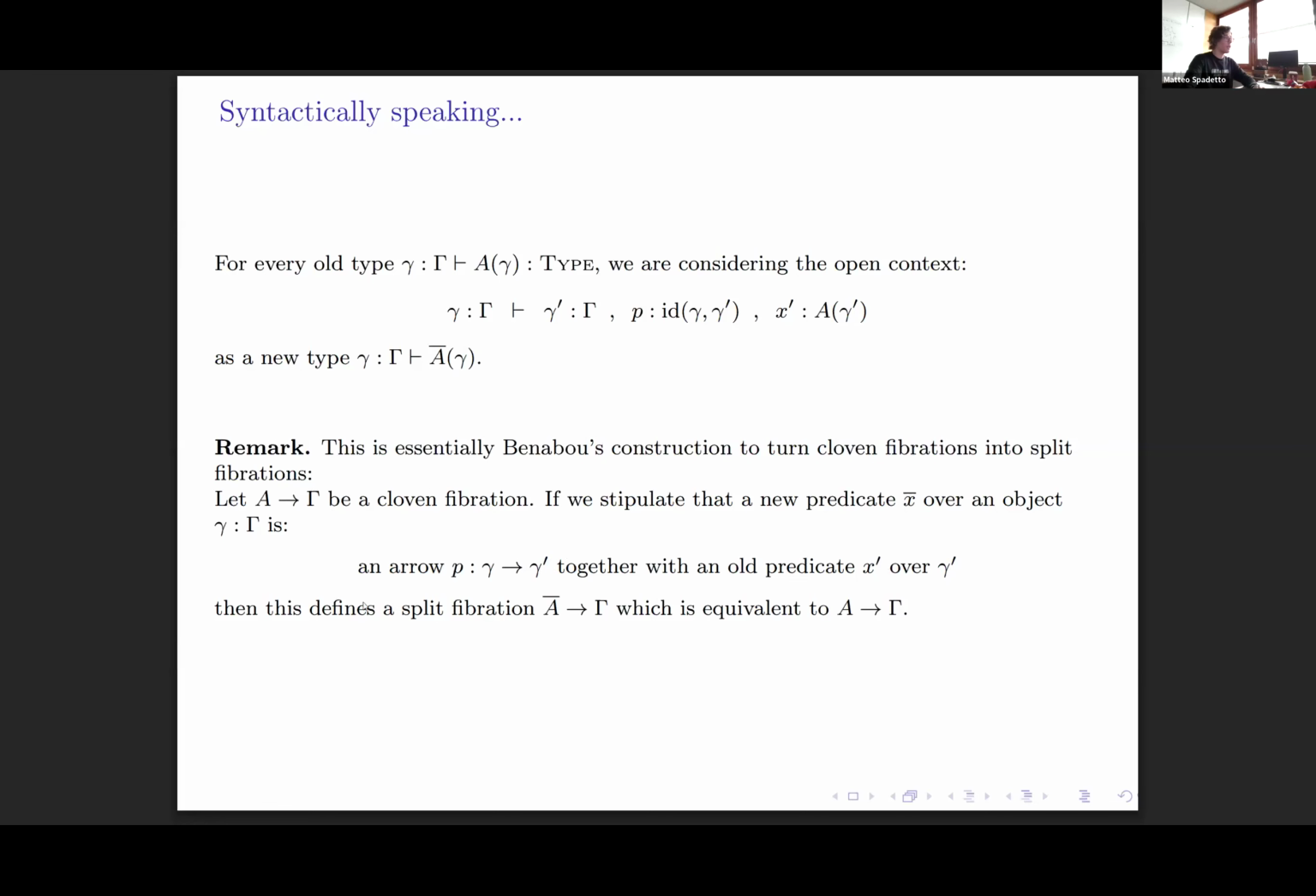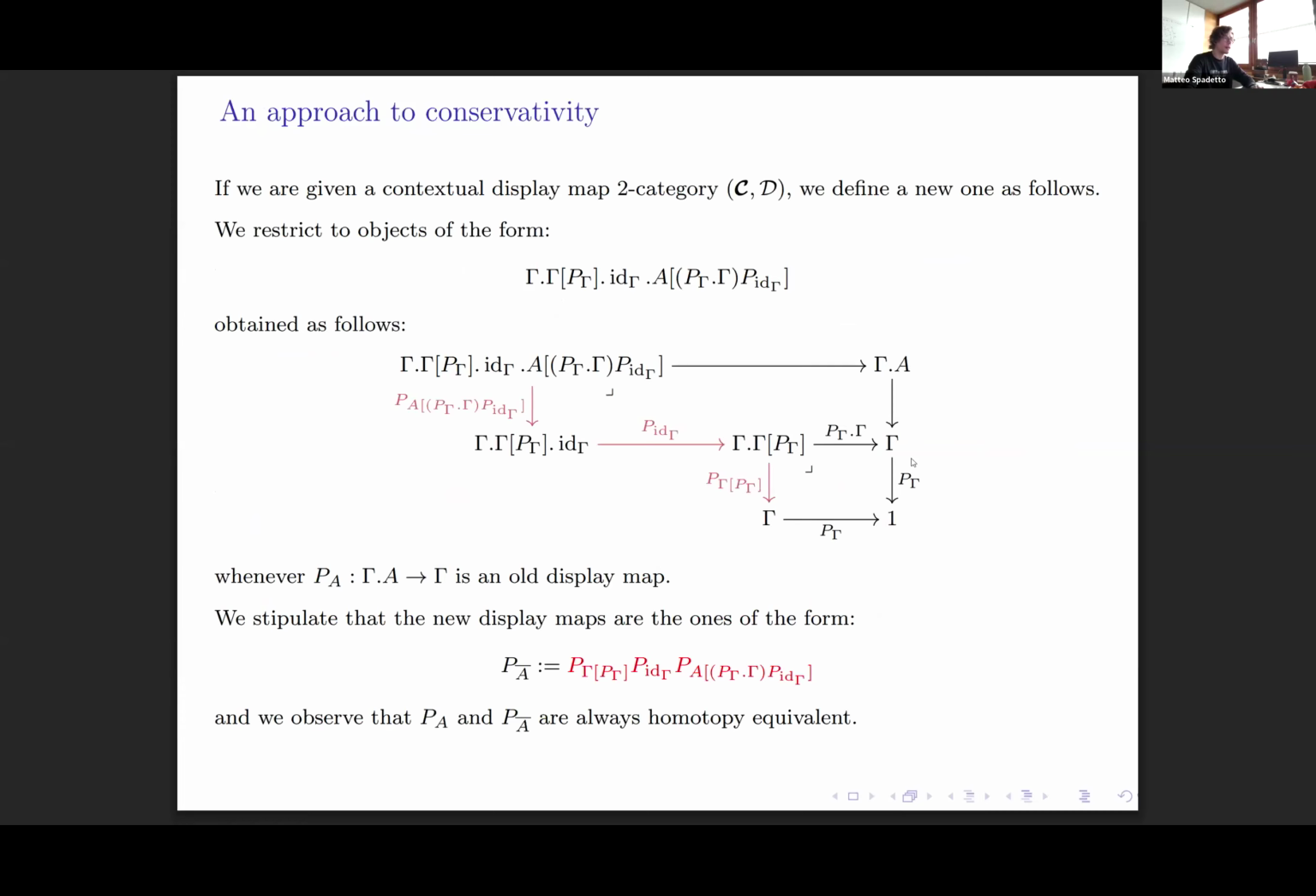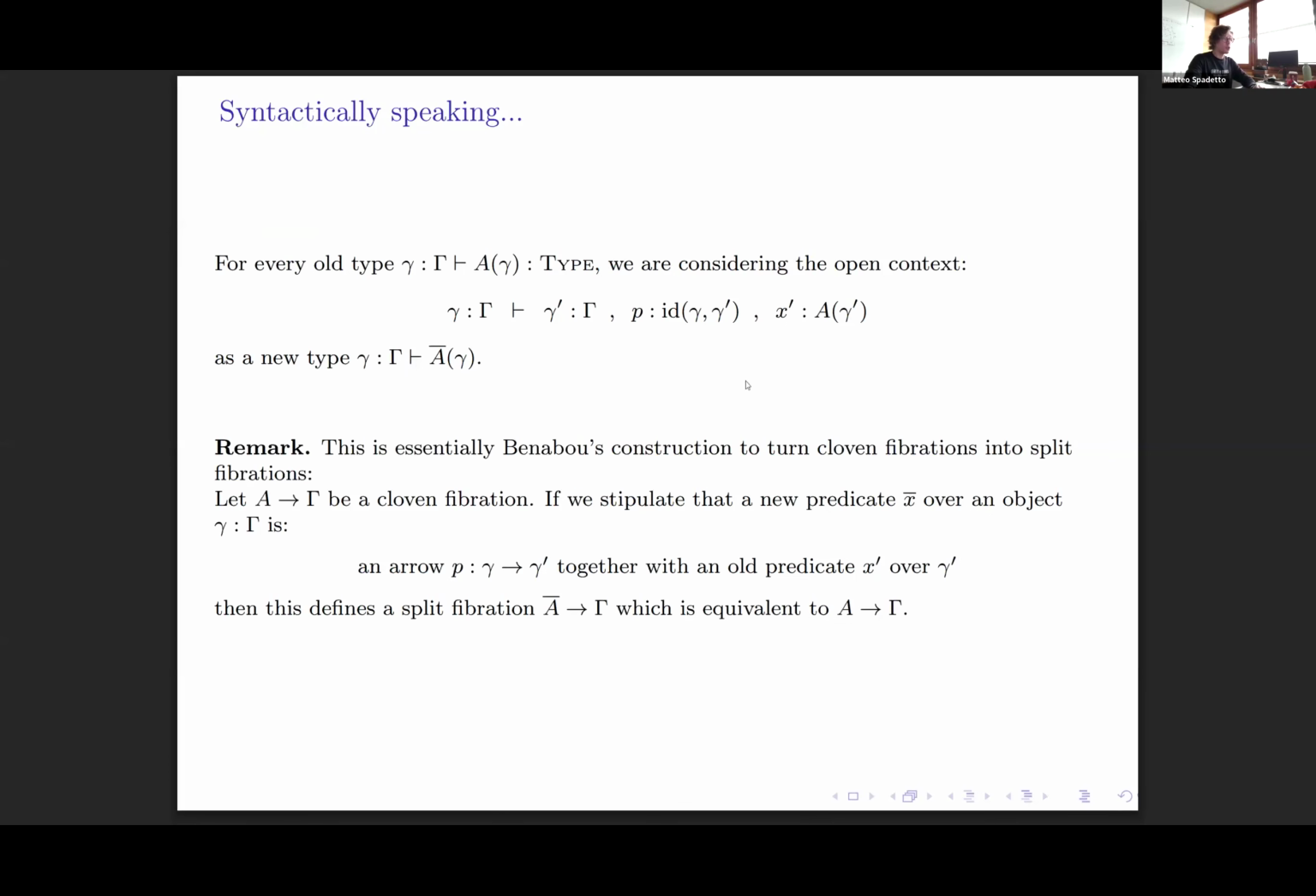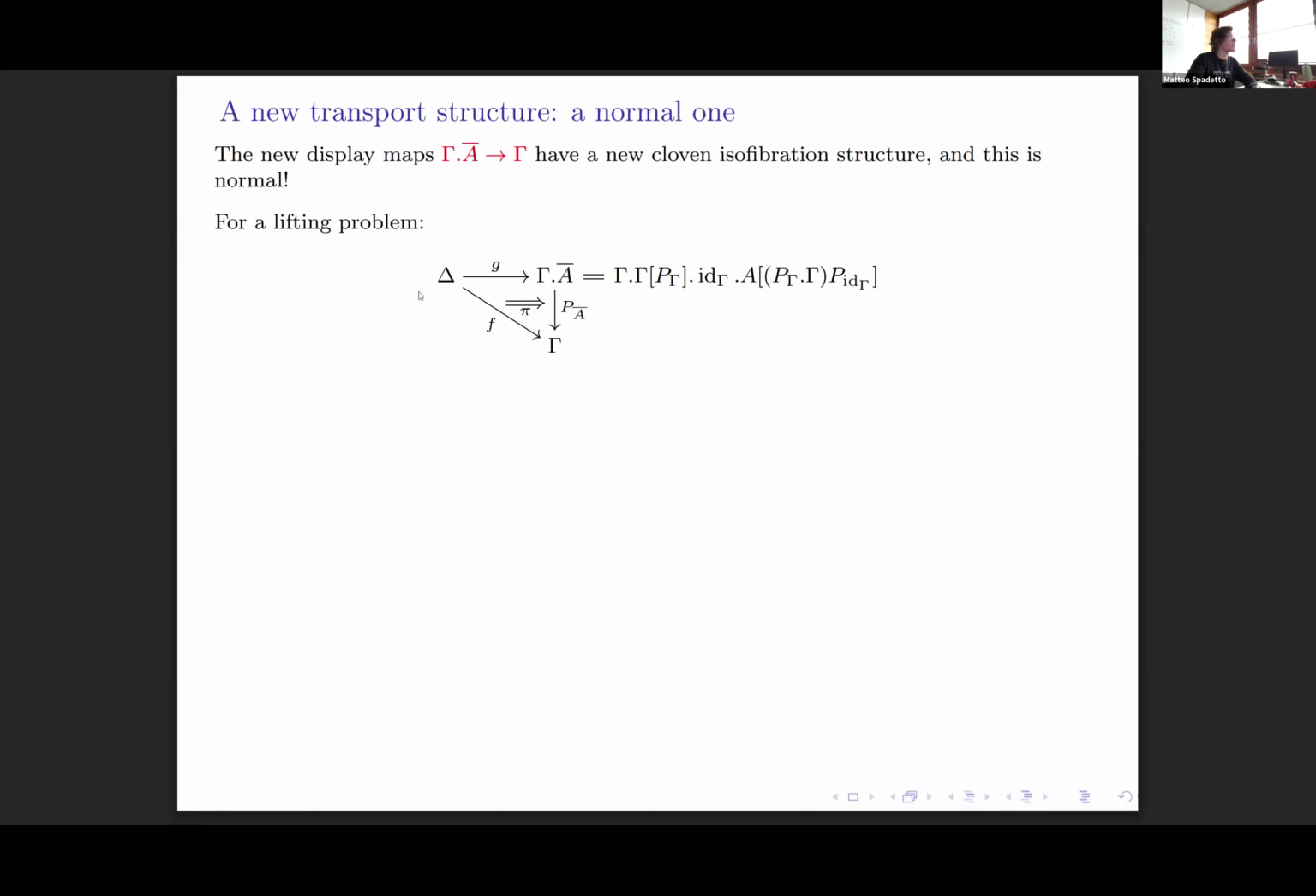In this way, we know that you build a split fibration which is equivalent to the cloven fibration that you started from. This is exactly what we are doing here. We are just internalizing this construction in a display map category. So in this way, you actually build a new display map which is again endowed with a cloven isofibration structure, but this time, this cloven isofibration structure is normal.